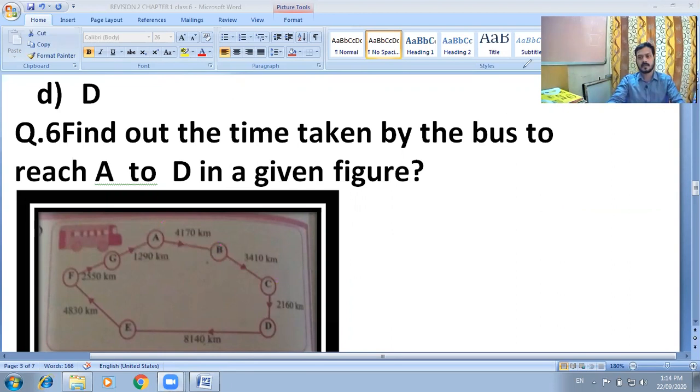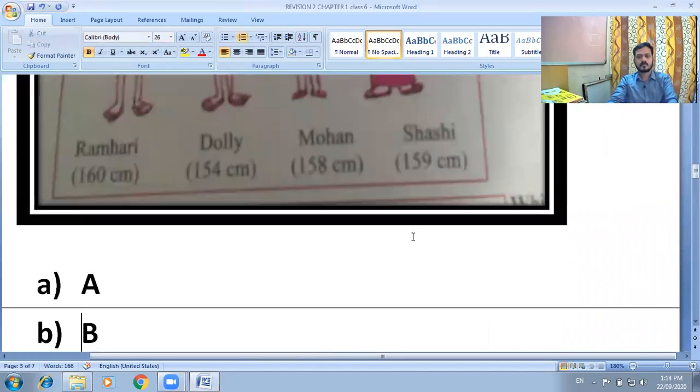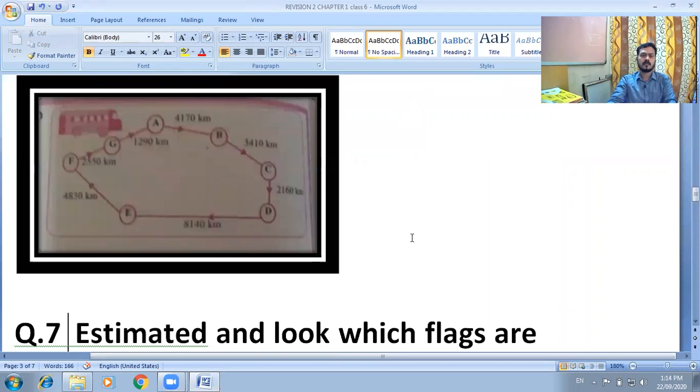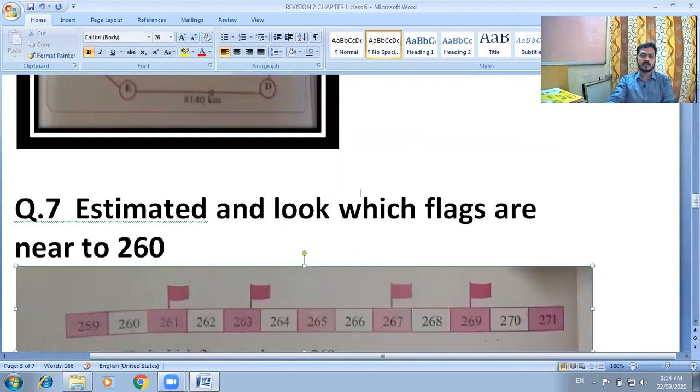Okay. Next one. So what answer can you give? Here there are no options provided on this question number 6. Question number 7: estimate and look which flag is near to 260. Among 4 flags, everyone decide or estimate which flag represents 260.